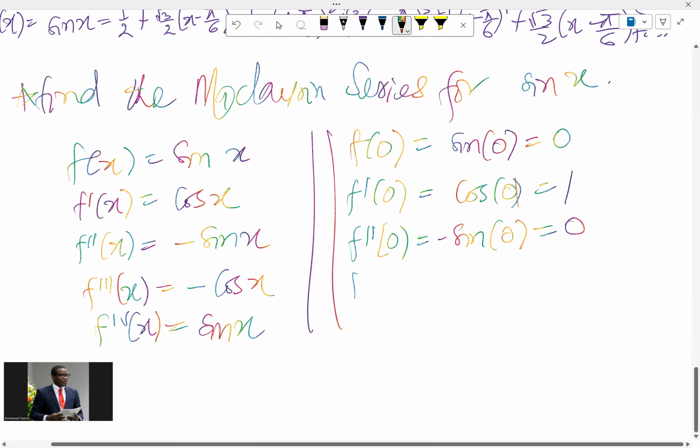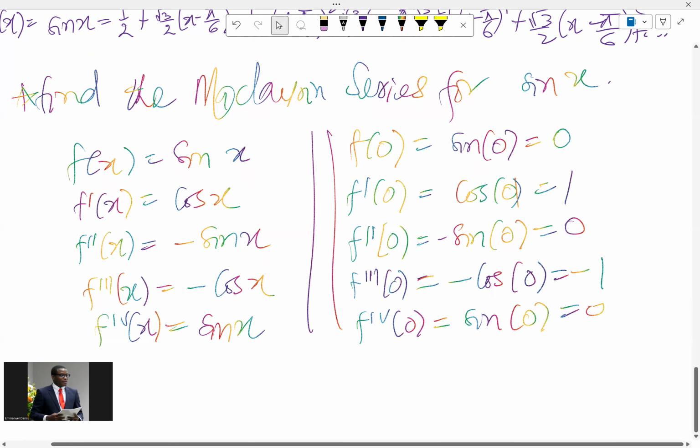Then here we have f prime prime prime of 0, which is minus cos 0, and that is minus 1. And here we have f fourth derivative of 0, which is sine 0, and that is also 0. Okay, let's go to the fifth derivative. I guess that will help us a bit more because we are getting so many zeros.